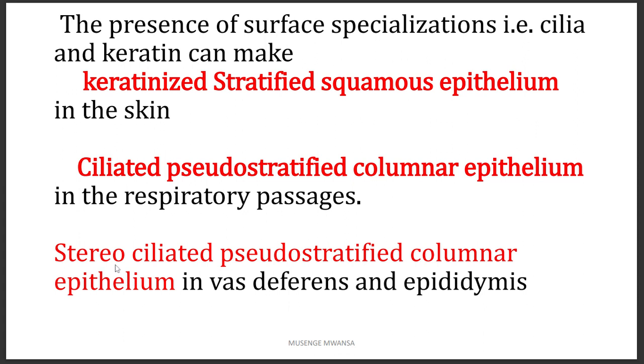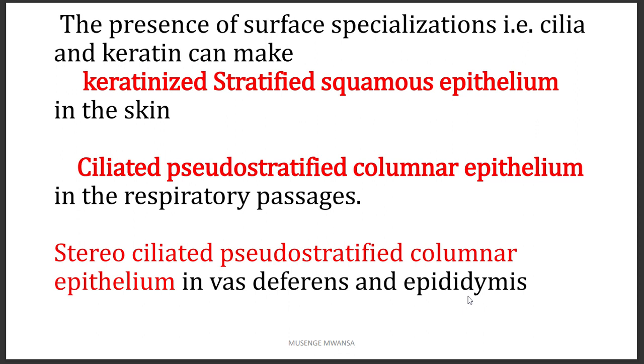There is also stereociliated pseudostratified columnar. Now, stereocilia is a bit different from cilia. Cilia is just hair. But when you're talking about stereocilia, this one is made up of cytoskeleton. So stereociliated pseudostratified columnar, this one is found in the vas deferens and the epididymis.